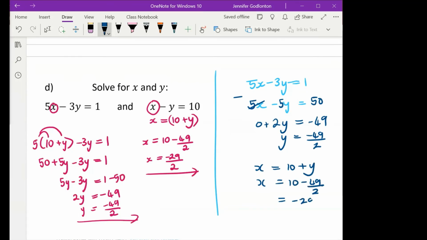And that is simultaneous equations. I think you may have just made a mistake with your variables then. But it sounds like you did all of the hard work.